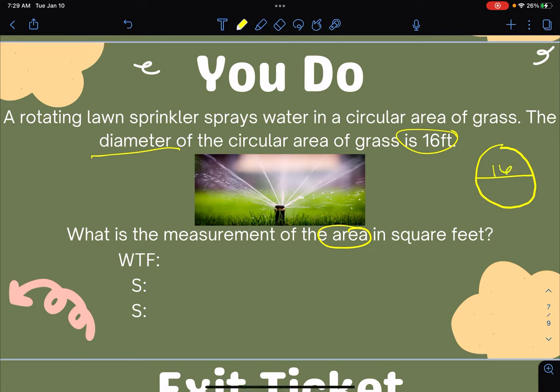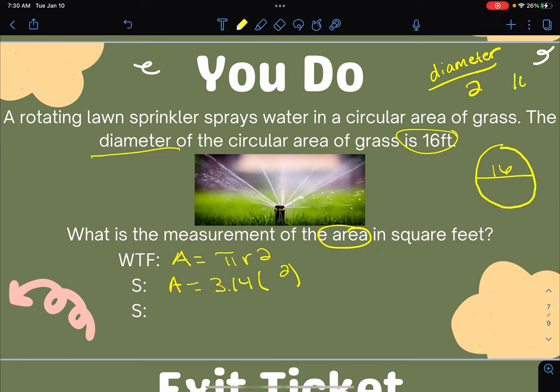So what do we have to do with our diameter again? That's right, diameter divided by 2. So you're going to have A equals pi r squared. We know that we're using 3.14. You're going to plug in your radius. What's that radius going to be? So what's 16 divided by 2? Then you'll go ahead and finish solving.